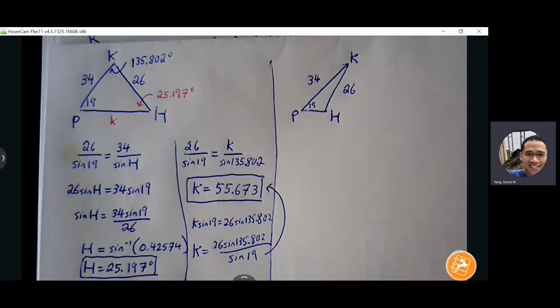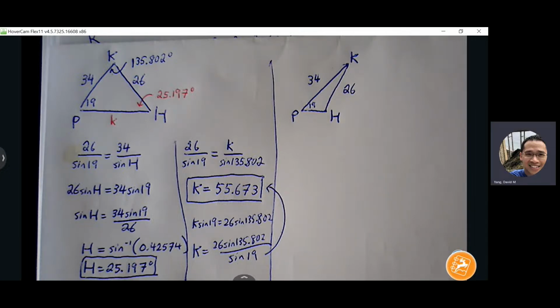So this is 25.197, right? Now, imagine another side here that was the same as this one. This would also be 25.197, because these are isosceles triangles. And this is an isosceles triangle.